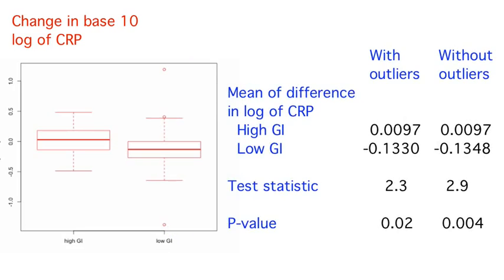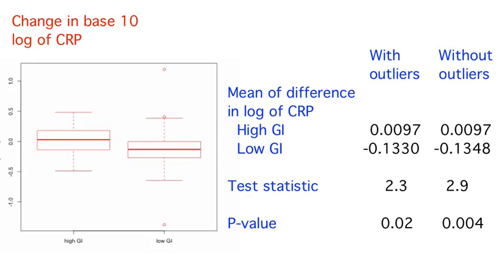Here are some statistics with the outliers in the data and with these two outliers removed. You'll notice that the mean of the low GI group doesn't change very much, even though means are not resistant to outliers. This is because the large outlier and the small outlier in essence balance each other out.